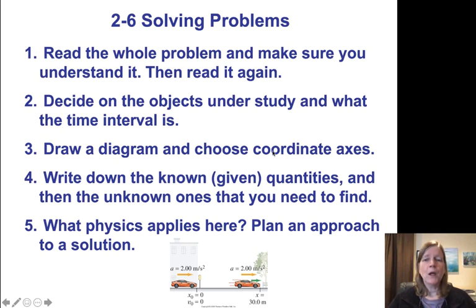Draw a diagram. Choose coordinate axes. Usually I choose an XY coordinate system and I make X be positive to the right and Y be positive upward. But in some cases, people choose Y to be positive downward. So, look out for that. Then go ahead and write down your known or given quantities and then the unknown quantities that you need to find. And now it takes a little bit more thought.